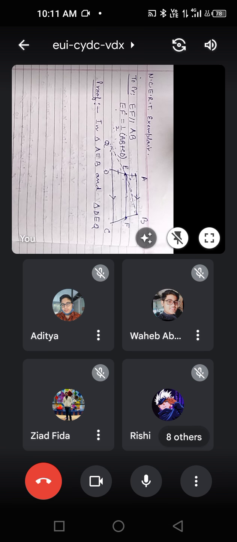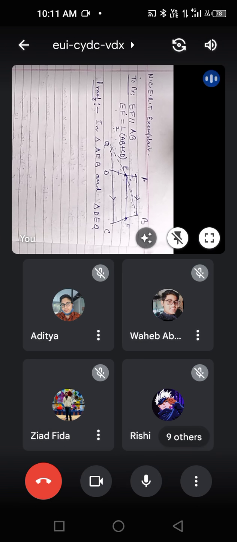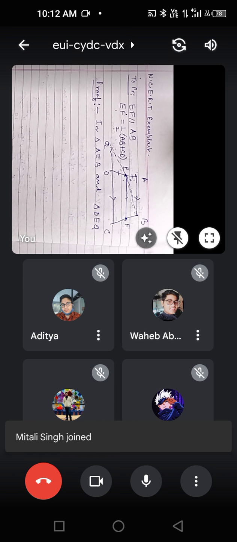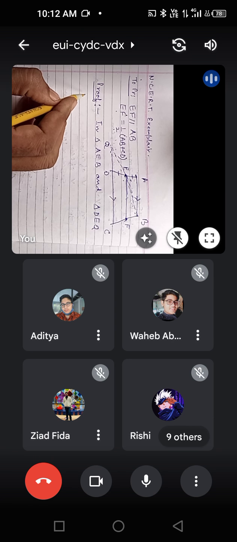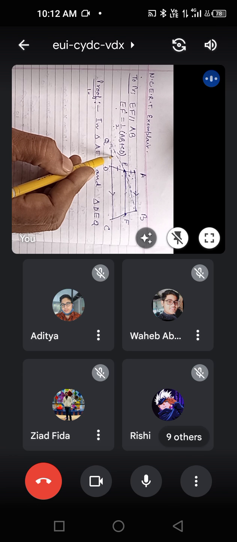So both the triangles will be congruent, right? Okay. So first point you write down in both these triangles, this triangle and this triangle.